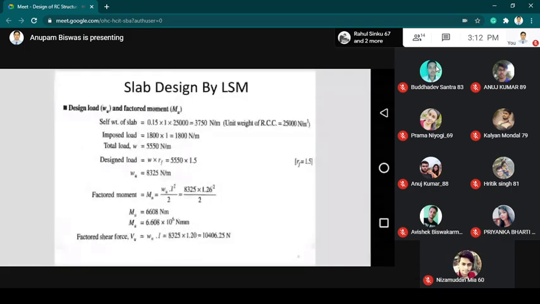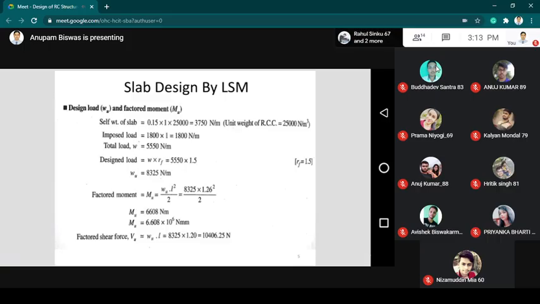Next part is to calculate the design load and factored moment. So we have to first calculate the self weight of the slab. For the self weight, considering the unit weight of concrete as 25,000 newton per meter cube, 0.15 into 1 meter strip we are considering. So total weight of the slab, depth into width into unit weight, we are getting 3750 newton per meter.